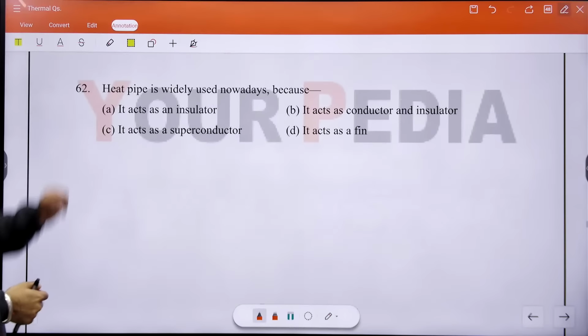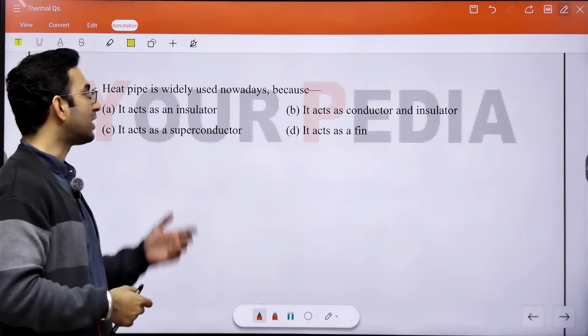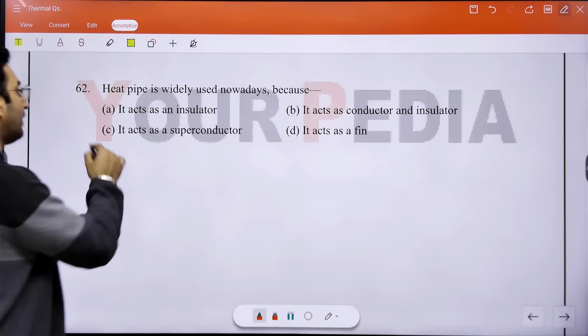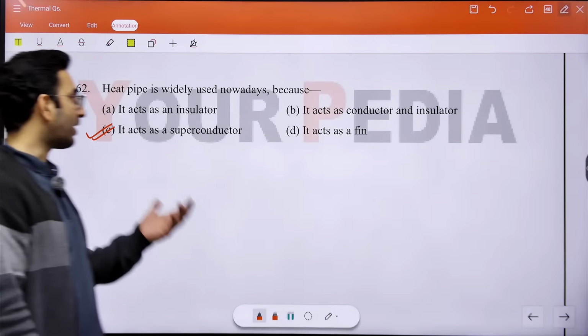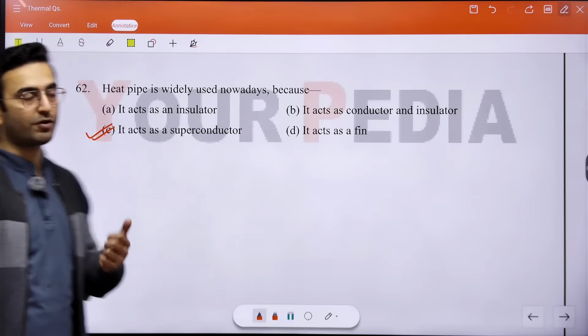Next, heat pipe is widely used nowadays because heat pipe is a device which has a very high value of the thermal conductivity. So it acts as a superconductor here. That is why we use a heat pipe for transferring the heat.